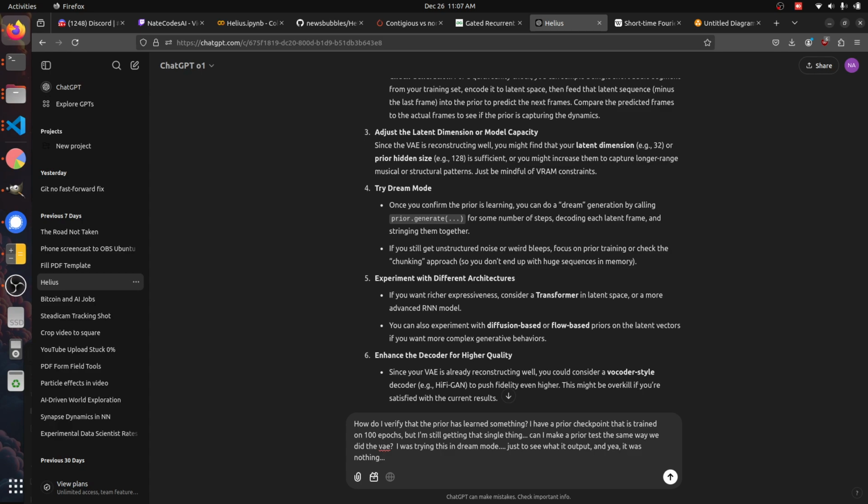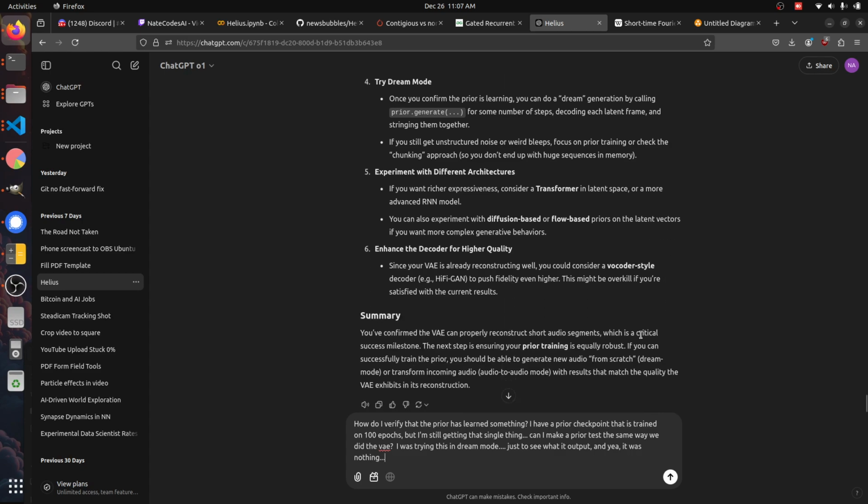if you want richer expressiveness, consider a transformer, blah, blah, blah, in latent space, or a more advanced RNN model. You can also experiment with diffusion-based or flow-based priors on the latents if you want more complex generative behaviors. I suppose that, you know, there was also this idea of using a vocoder, because the vocoders actually work really well, a neural vocoder. So instead of having a latent prior, we could just have neural vocoders.